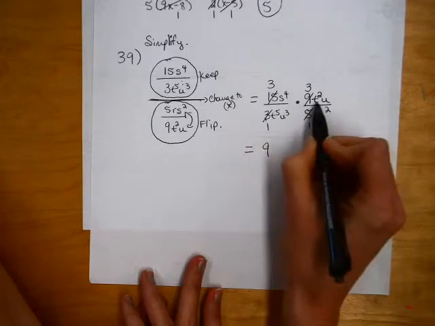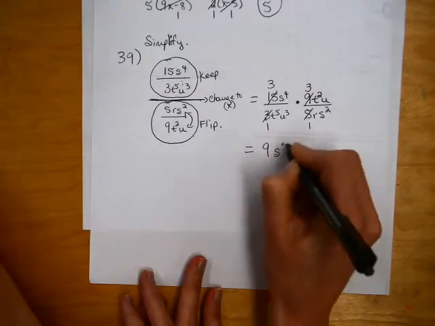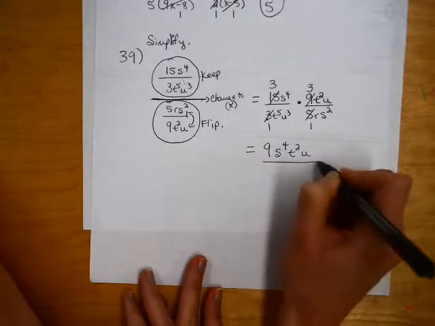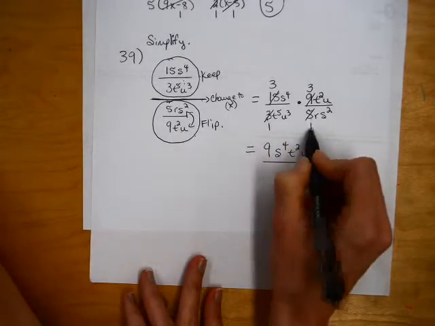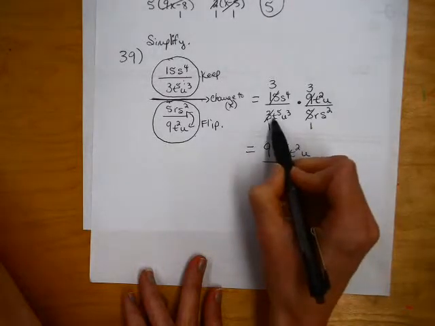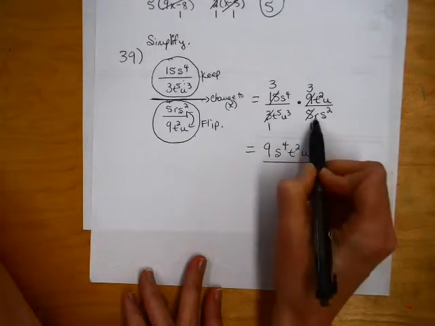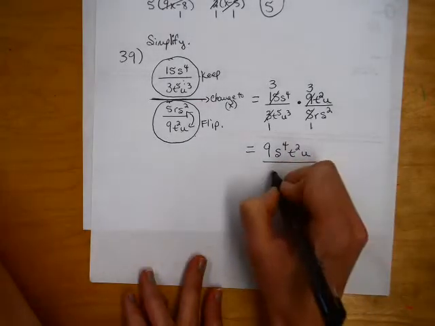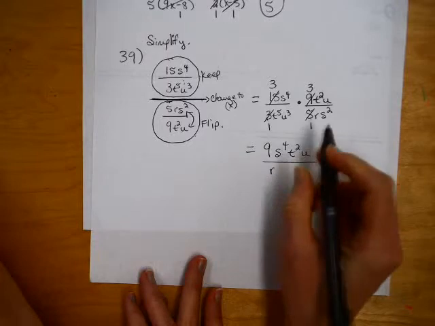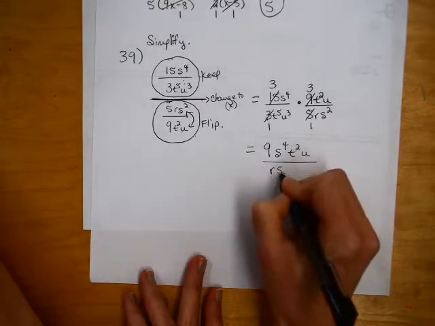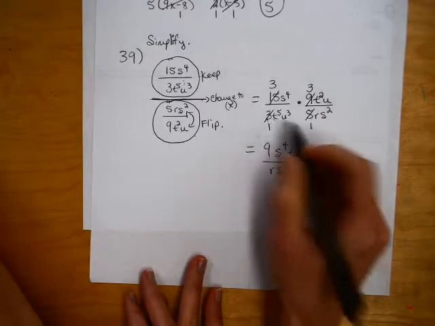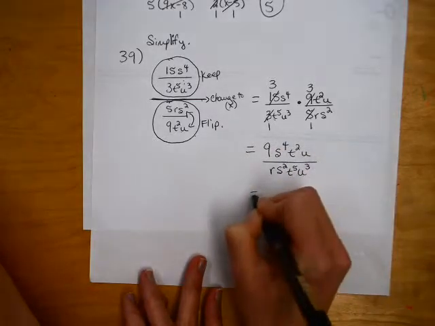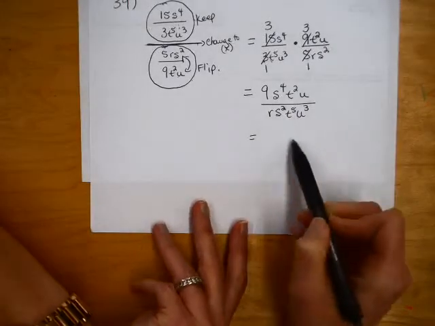S to the 4th times t squared times u is just going to be s to the 4th t squared u. Divided by or over, and then I have on the bottom 1 times 1 is just going to be 1. So I really have t to the 5th u cubed rs squared. Okay, I'm going to put those in alphabetical order. So I'm going to put my r first, then I'm going to put my s squared that's on the bottom, then I'm going to put my t to the 5th, and I'm going to put my u cubed just so they'll line up better. So now I still have some reducing to do.